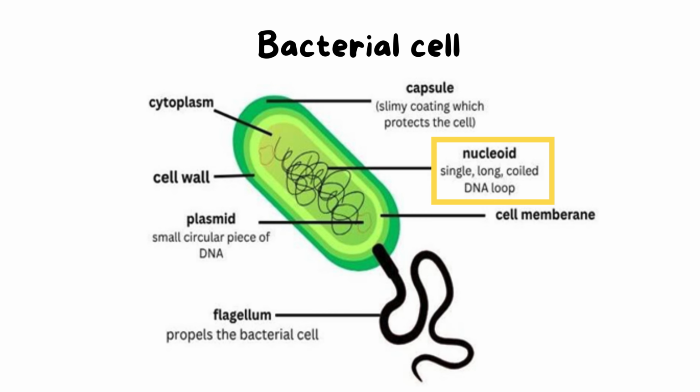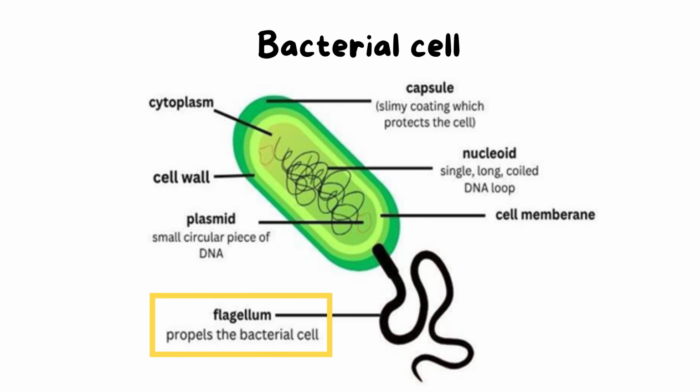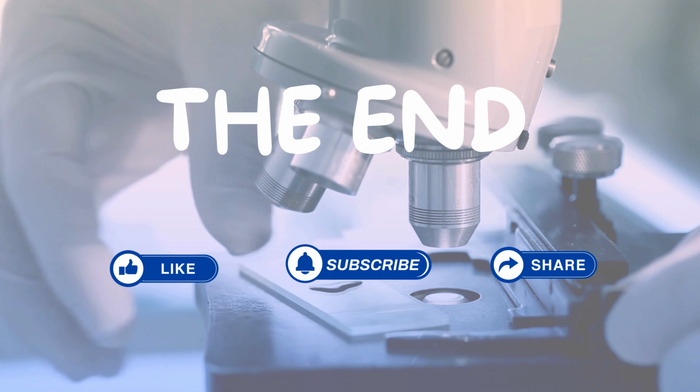The cell also has a plasmid which is a small circular piece of DNA that can be used to provide defense, transfer DNA to other bacterial cells, and some plasmids allow bacteria to perform special tasks such as survival in extreme conditions. A flagellum is also present, and it propels the bacterial cell during movement. Some bacterial cells have multiple flagella. Cells may be tiny, but they make life possible.